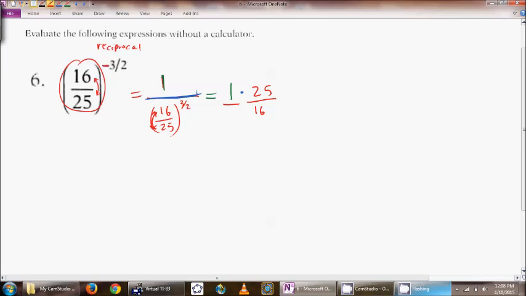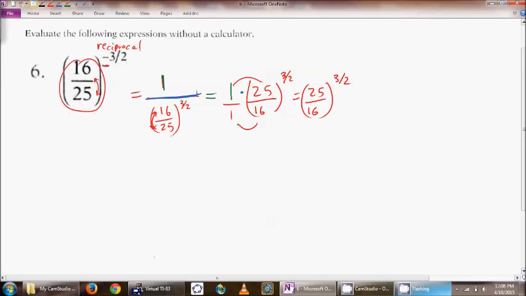And then this 1 is really 1 over 1. And this thing's still getting raised to the 3/2 power. Well, 1 times that is 25, and 1 times the denominator is 16. And this entire thing is still to the 3/2 power. Okay, so when you see the negative, it's just the reciprocal, all right? So I'll do this a little bit quicker now. To the negative 3/2 power. So that negative tells me do the reciprocal.